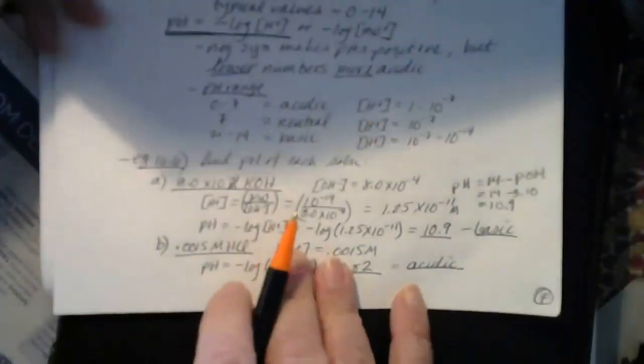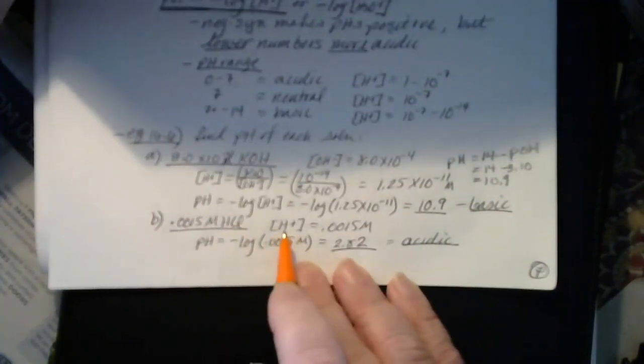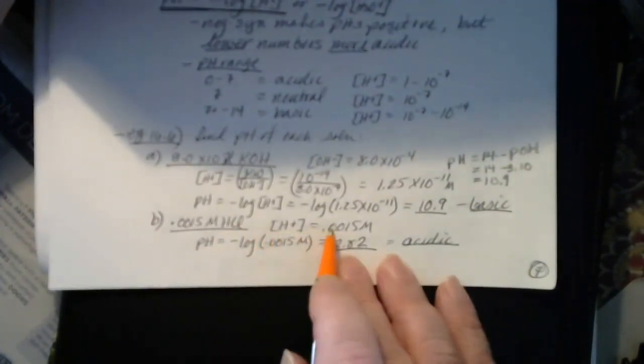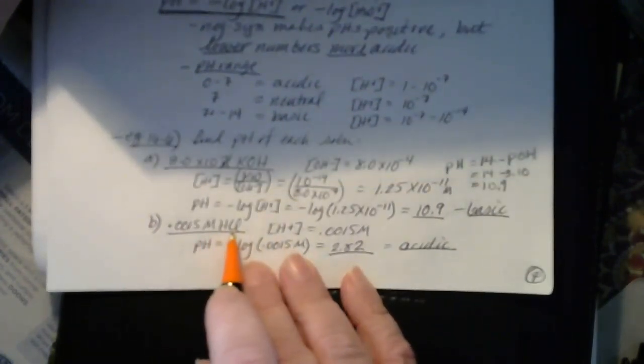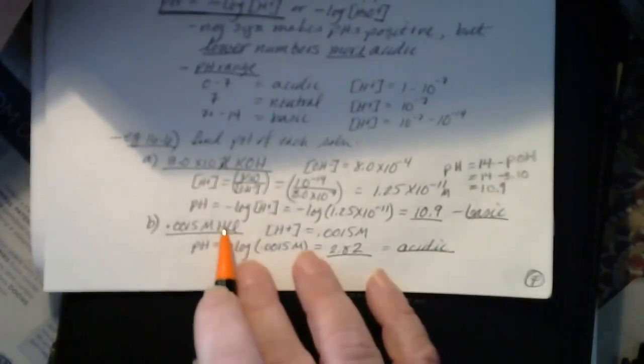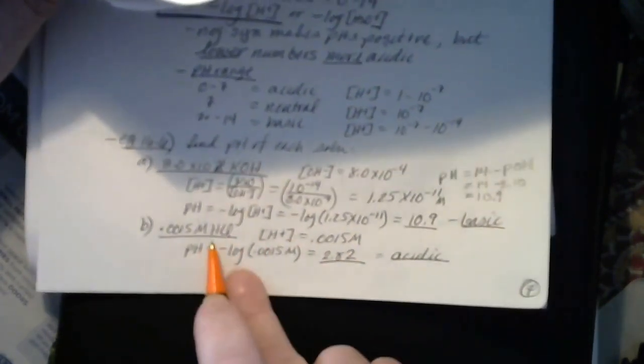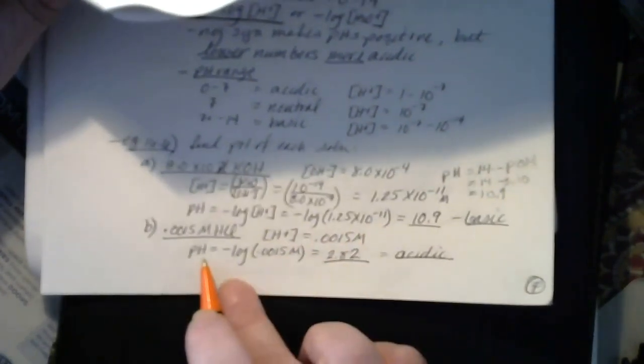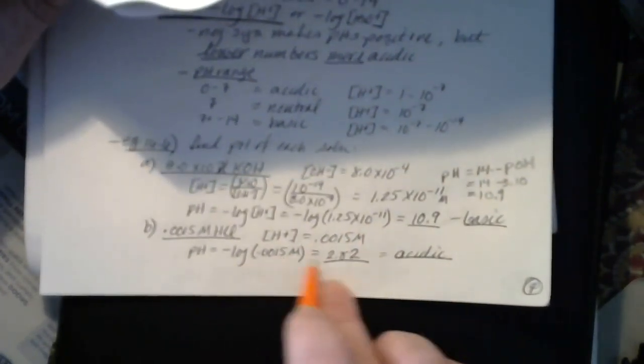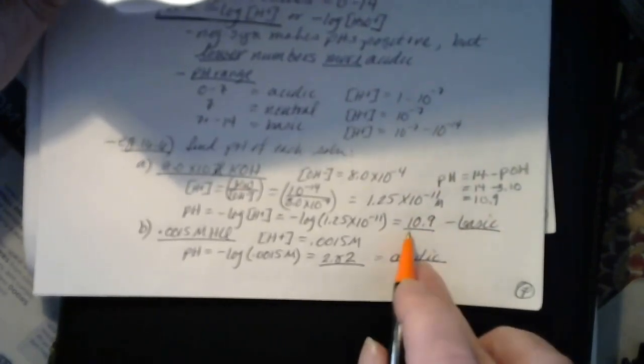Okay, so the other one they wanted us to look at was 0.0015 molar HCl, and that gives us an H plus of 0.0015, because again, HCl is a strong acid, and there's one H plus ion per molecule. That is, one acidic hydrogen per molecule. And so you can assume that the H plus concentration is the same as the concentration of the acid. And so if you want pH, you just take the negative log of that concentration, and you get 2.82, which is less than 7, so it's acidic. Just like 10.9 was greater than 7, and so that's basic.